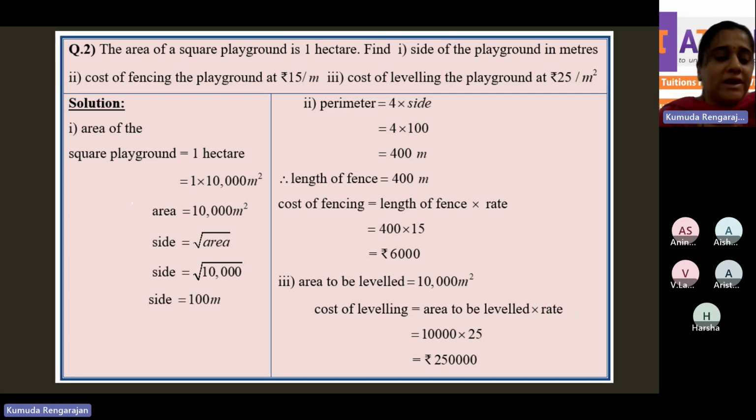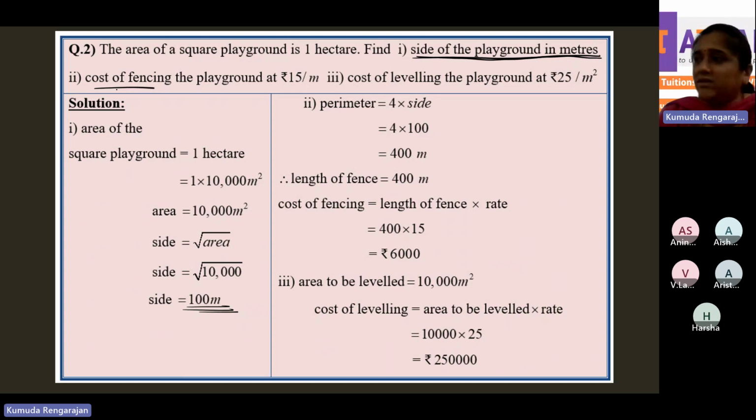So the area is 1 hectare. The area of the square playground is 1 hectare, which is 1 into 10,000. 1 hectare is nothing but 10,000 meters square. You can straight away write 10,000 meters square. So that's the area. So side is equal to square root of area. So side is equal to square root of 10,000, which is 100 meters. So we found the side of the square playground. That's the first question. Find the side of the playground in meters. So the side of the playground is 100 meters.